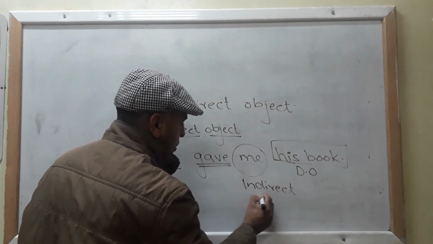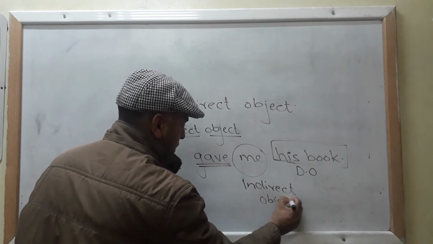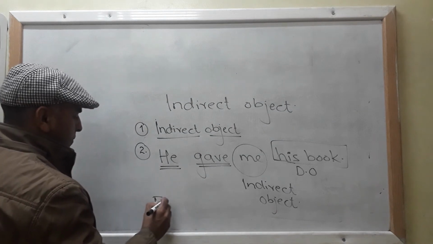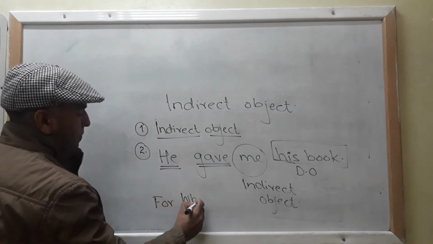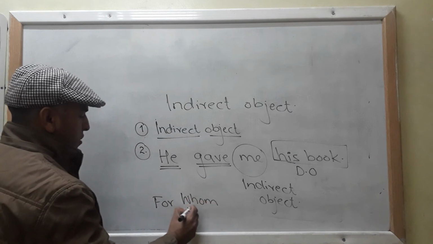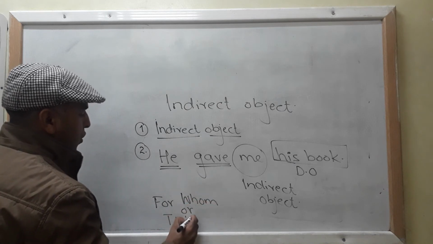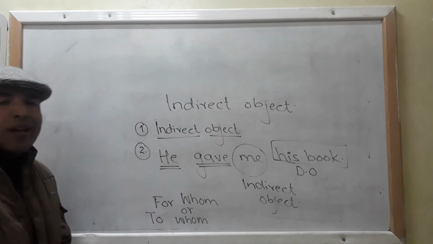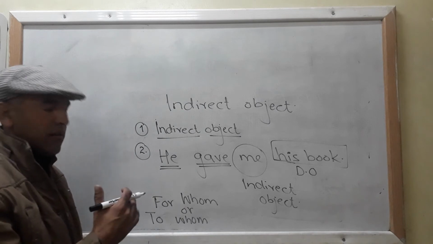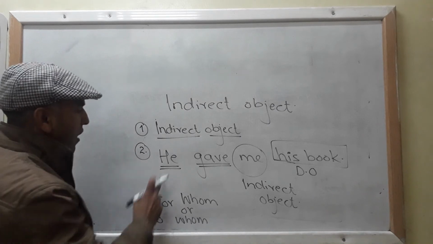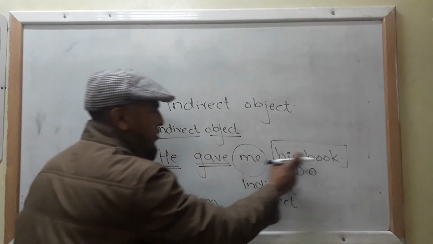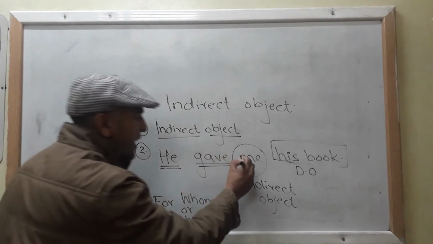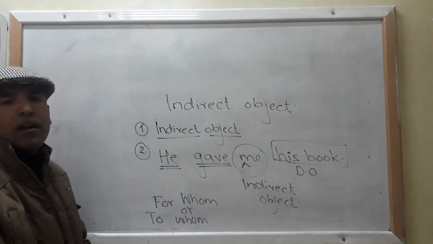Indirect object. Your indirect object answers the question for whom, or to whom the action of the verb is performed. For whom or to whom the action of the verb has been or is performed or done. Now look, he gave. What did he give? His book. To whom did he give his book? Me. So that is your indirect object.